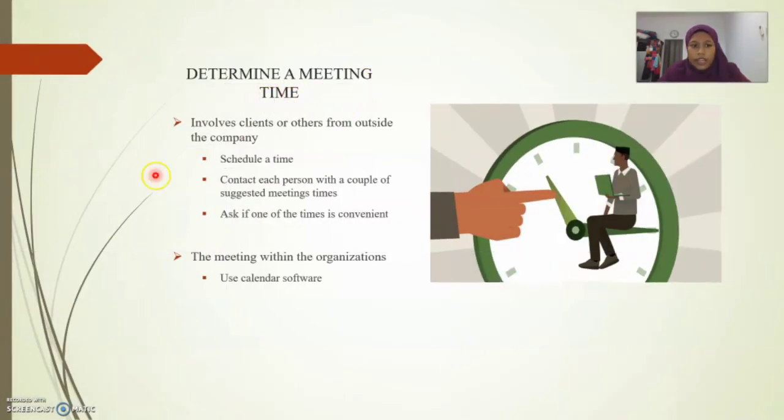Determine a meeting time. If the meeting involves a client or others from outside the company, you need to schedule a time, contact each person with a couple of suggested meeting times, and ask them if one of the times is convenient. And if the meeting is within the organization, you need to use calendar software so you may be able to simply check each person's calendar for a time when she or he is available.